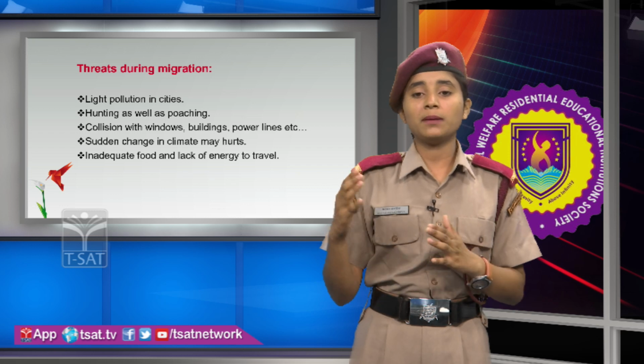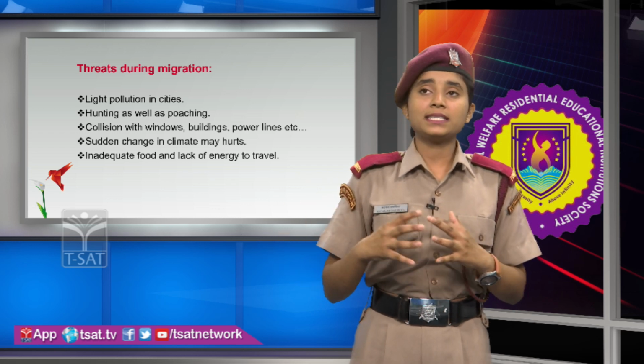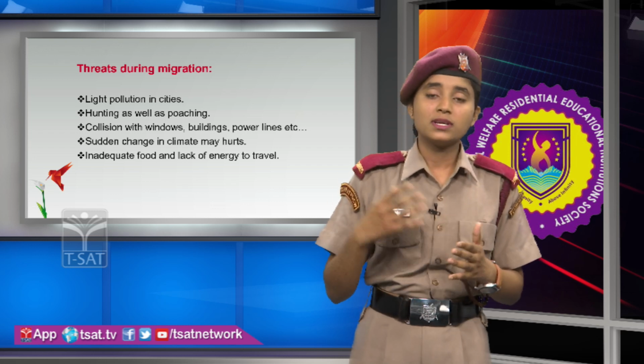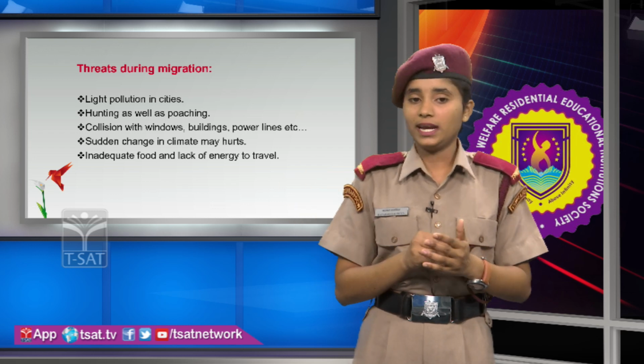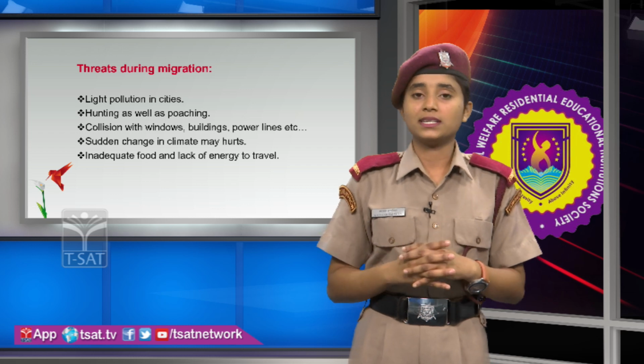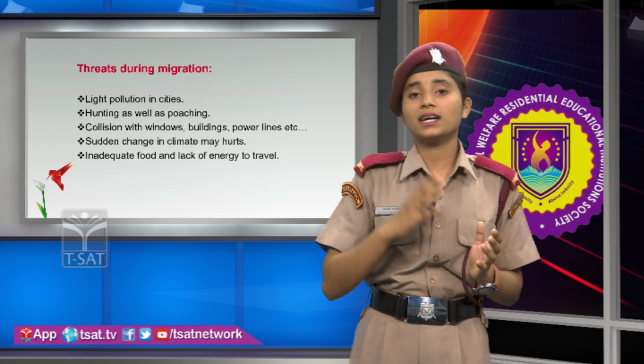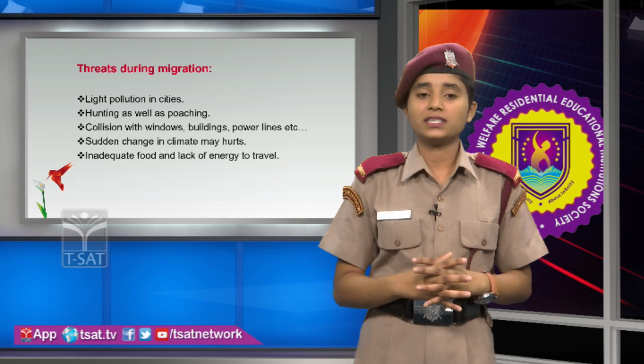Collision with windows, buildings, power lines, etc. Birds do not have the capability to detect a transparent window, so they suddenly hit it. Sudden change in climate may hurt them. Sudden changes in climate like hurricanes, storms, and wind currents may hurt the birds during migration.